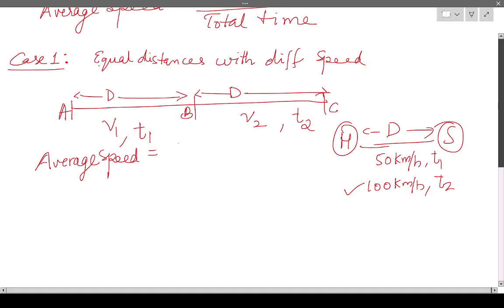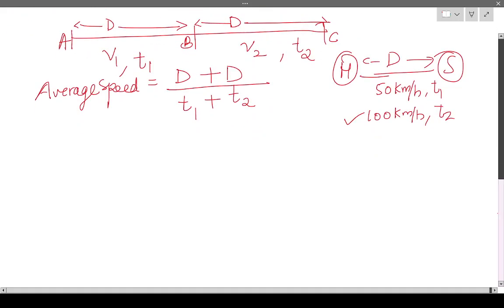Total distance. First it is D. Then second part it is also D. What is the total time taken? A to B you will cover in a time interval T1. B to C you will cover in a time interval T2. Now what is the total distance? 2D by T1 plus T2.